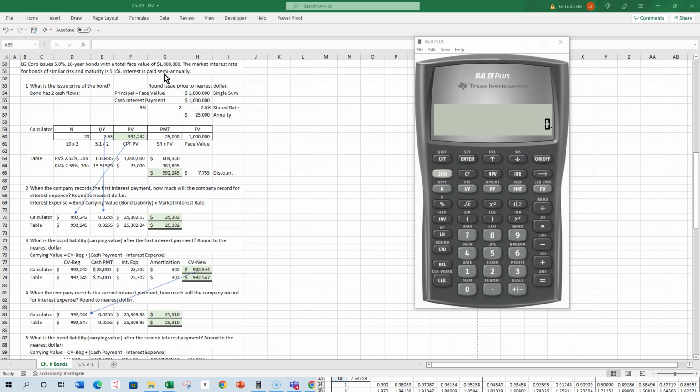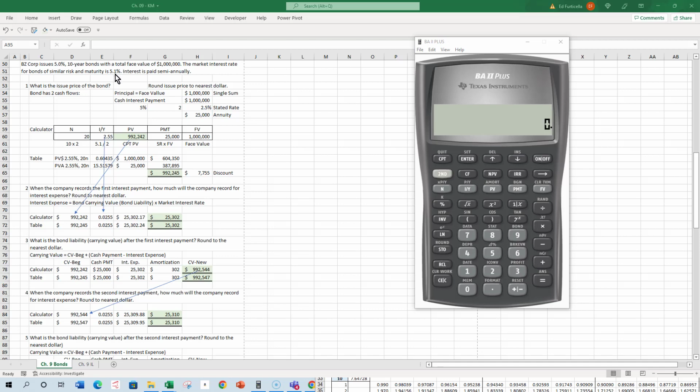The stated rate is 5%. The term is 10 years. The face value is $1 million. The next thing you want to note is that the stated rate is less than the market rate. The stated rate is 5%. That's the rate that we're going to use to determine the interest payments that we pay our investors over the next 10 years. Is less than the market rate of 5.1%.